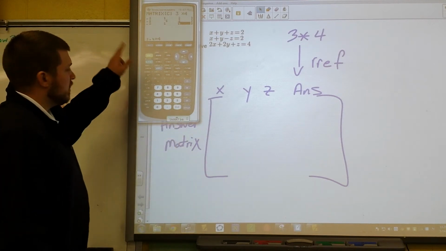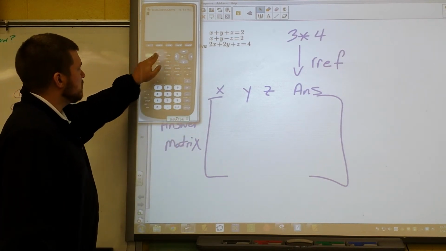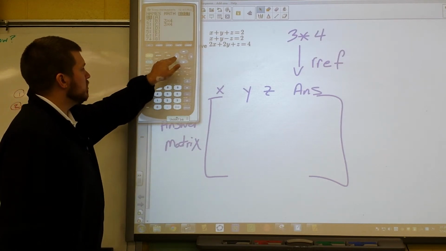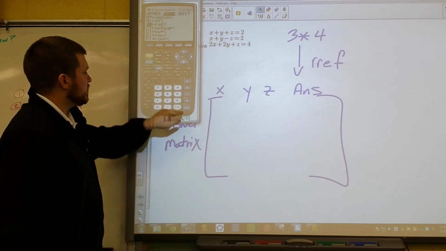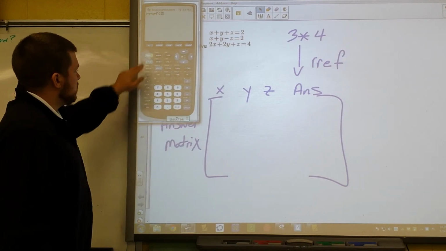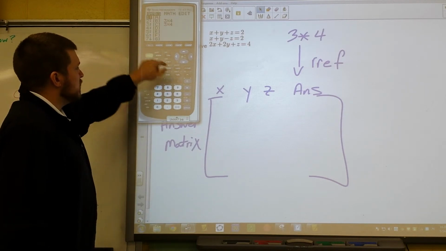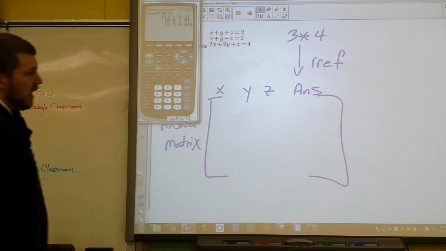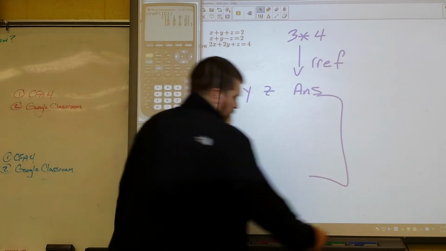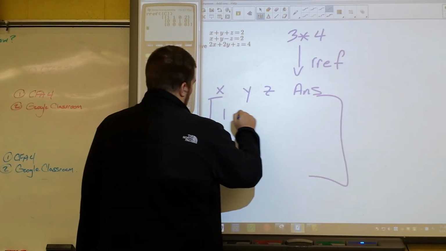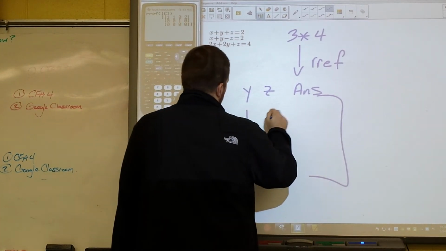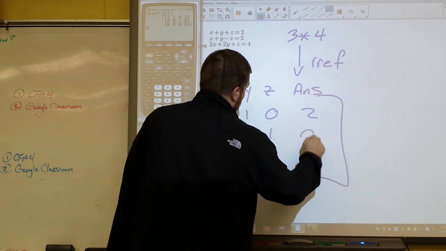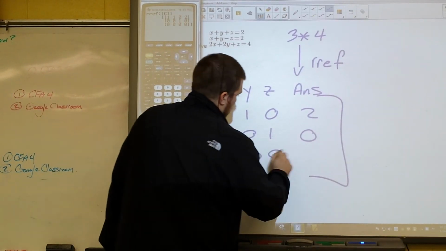Now that I have everything typed in correctly, I'm going to go back to my main screen, back to the matrix menu, this time to the math menu, and I want to select option B as in boy. Now I want to go back to the matrix menu, to the names menu. I was working in matrix C, so I'm going to pull that one up and then hit enter. And I get my answer matrix. I want to write everything down before I lose it: 1x, 1y, 0z, and 2 is supposed to be my answer. 0, 0, 1, 0, 0, 0, 0, 0.